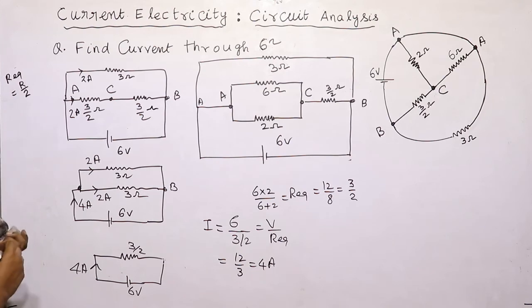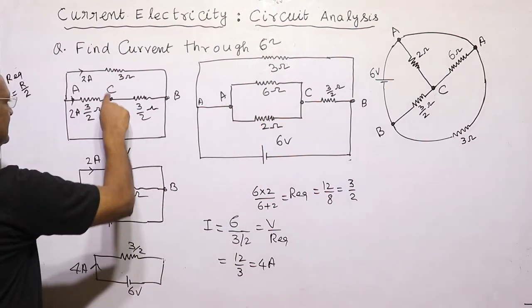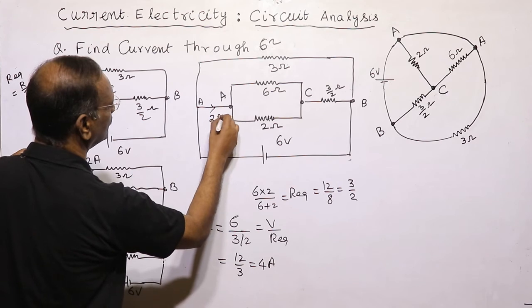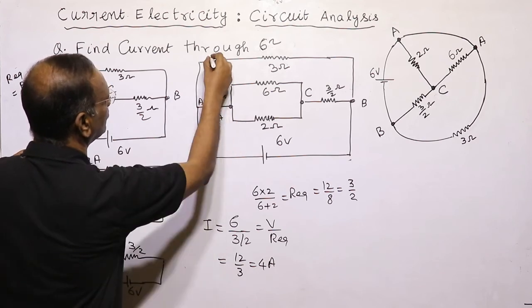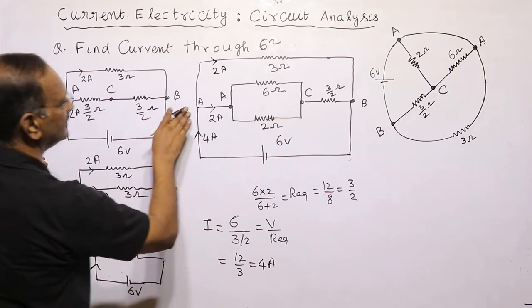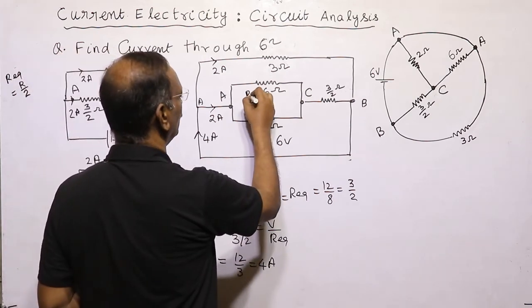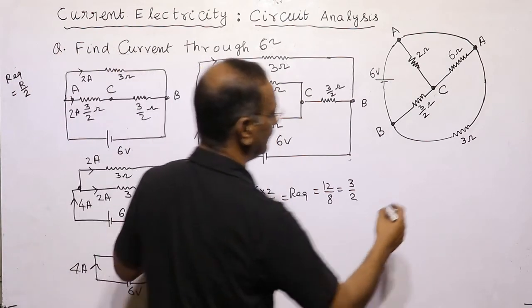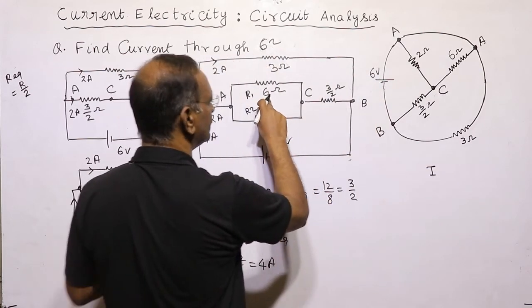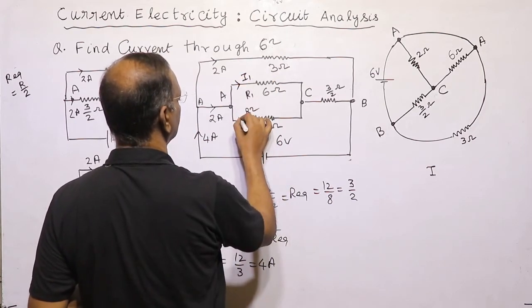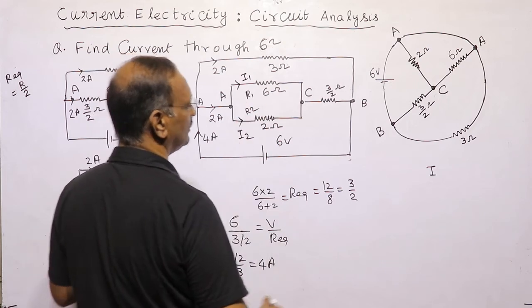Okay, now we have to find out the current across the 6 ohm. Across the 6 ohm, this is the equivalent. See, 2 ampere is flowing here, 2 ampere here. We keep this as R1 and this as R2. We know the current formula. We have to find the current through this one, so we call this 2 ampere I1 and this I2. So we have to find out I1.